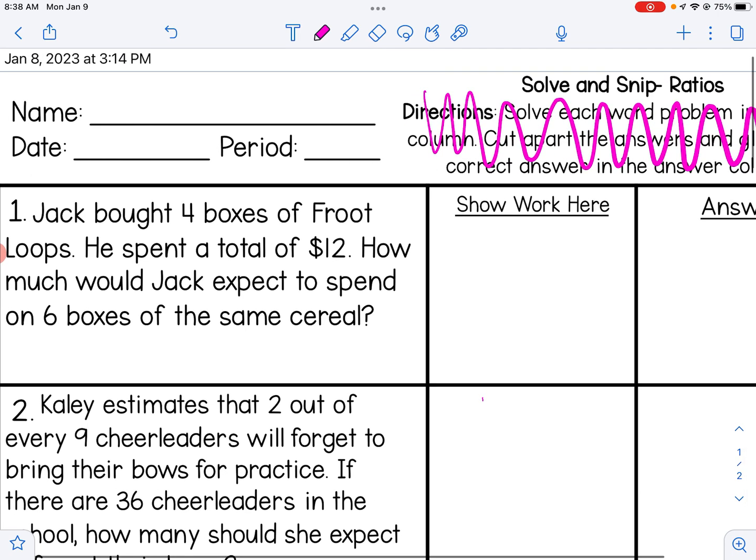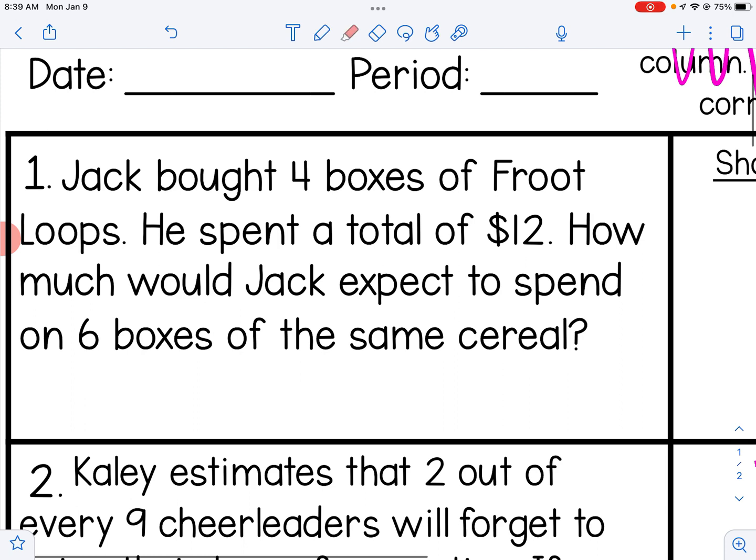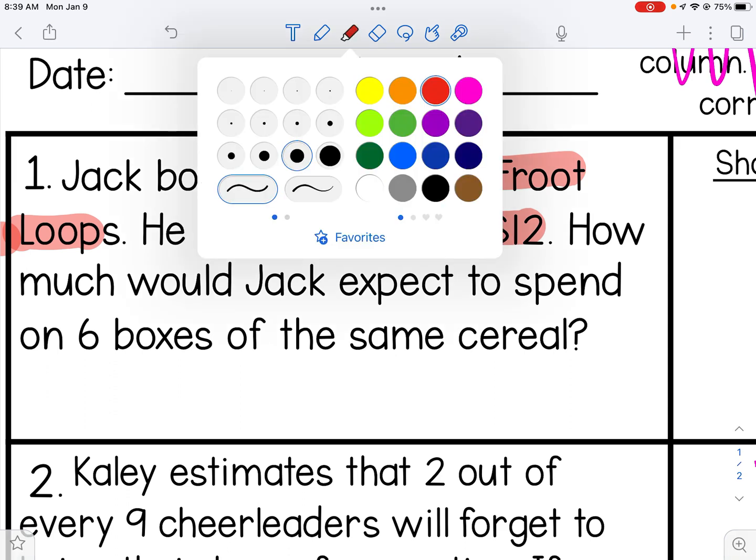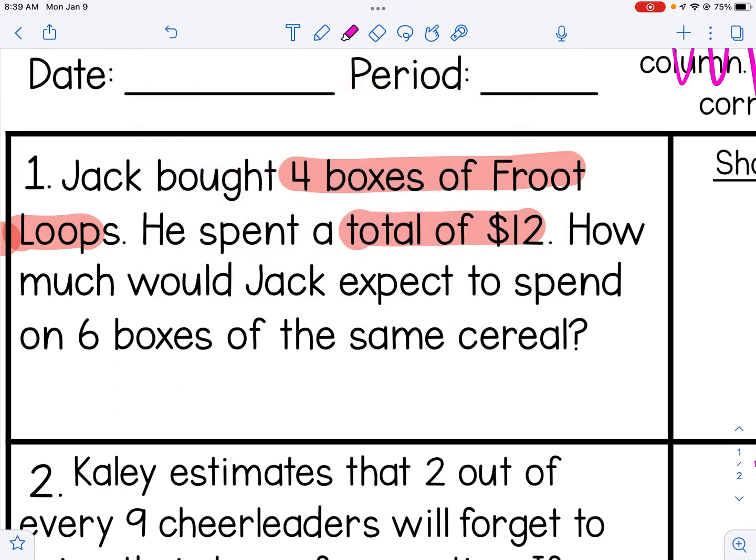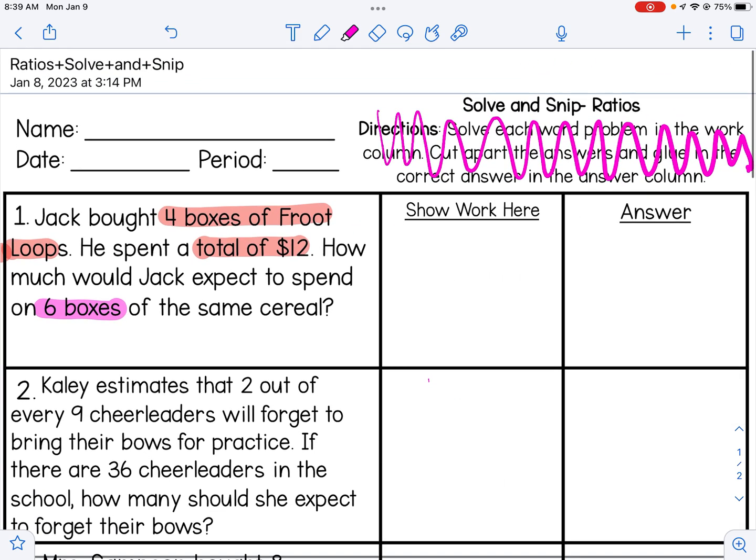It says, Jack bought 4 boxes of Fruit Loops, and he spent a total of $12. How much would Jack expect to spend on 6 boxes of the same cereal? Okay, so I'm going to draw a ratio table to solve this problem.